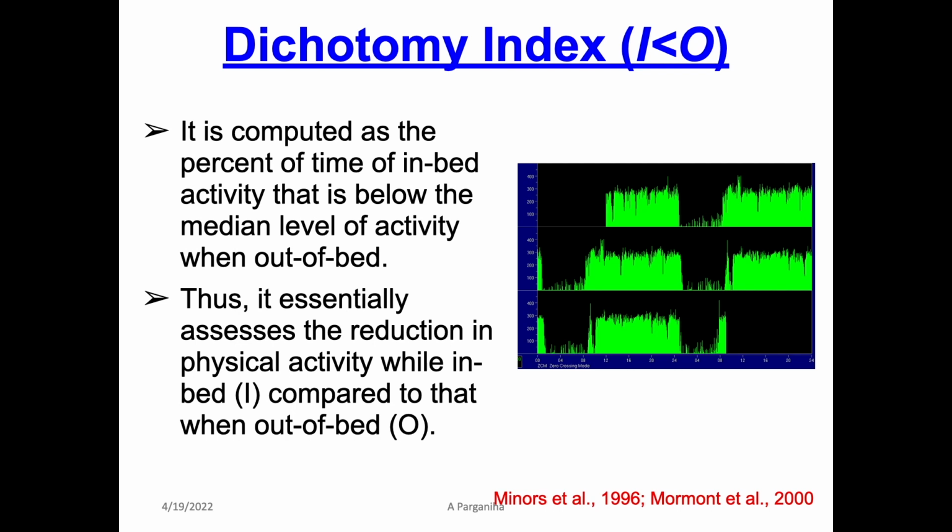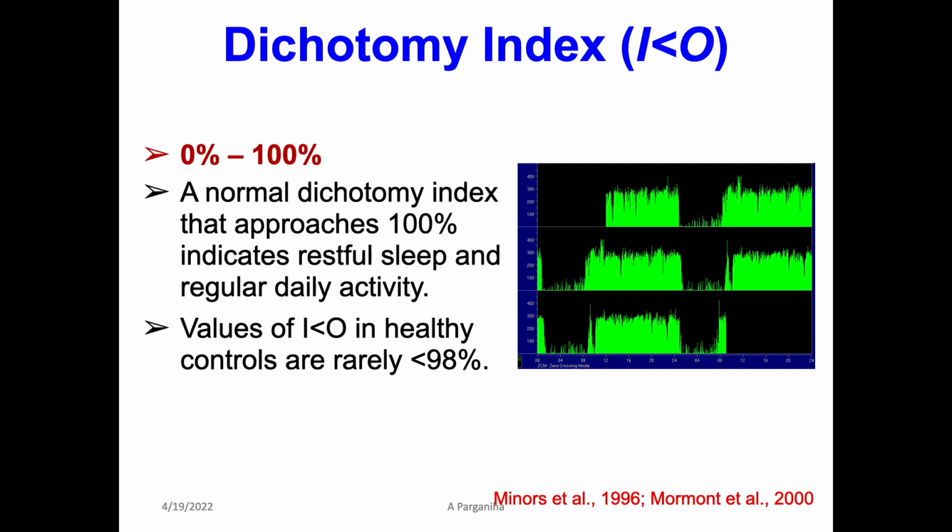If there are a number of activities greater than the median value, that reflects a disruption in the rest activity rhythm, that there are a number of activities during the night time, and that reflects a disruption in the sleep wakefulness cycle, and again reflects the improper functioning of the biological clock. So overall, the dichotomy index provides us information about sleep quality, and it ranges from 0 to 100%. A normal dichotomy index approaching 100% indicates restful sleep and regular daily activity. In healthy individuals, it rarely goes below 98%.